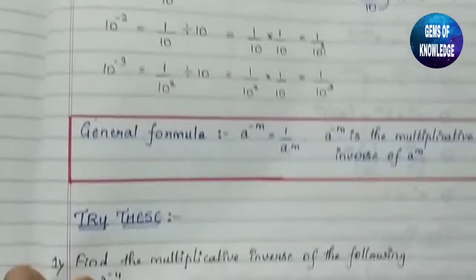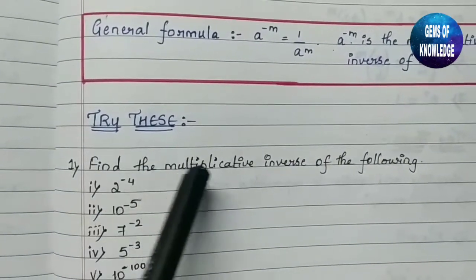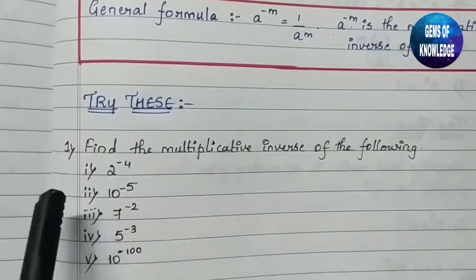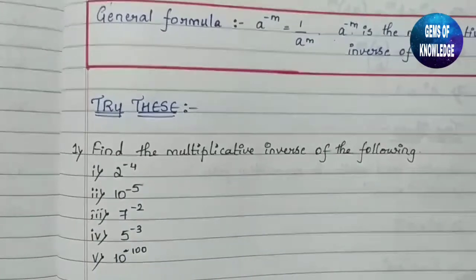Okay, so here a few try-these questions have been given. The first question is to find the multiplicative inverse of the following. You can see here 5 questions have been given and we need to write the multiplicative inverse for all of these.